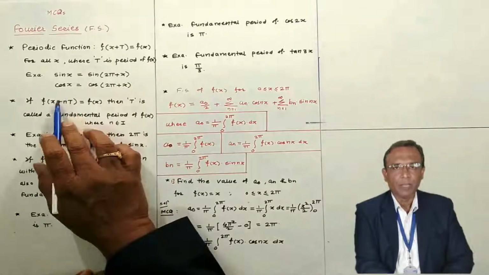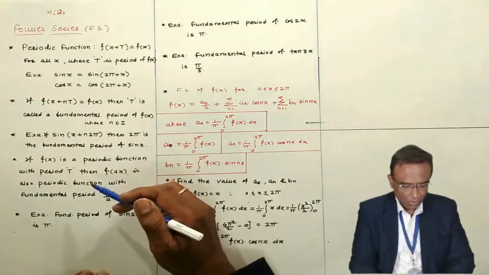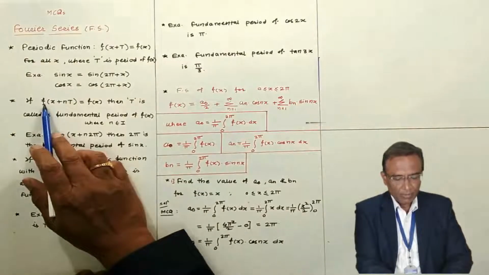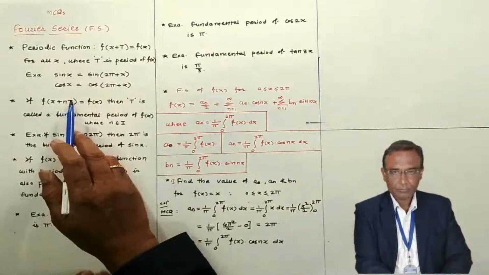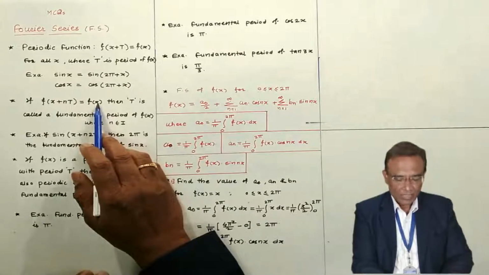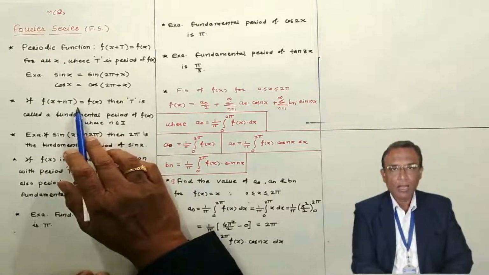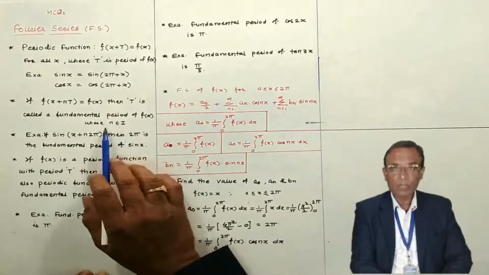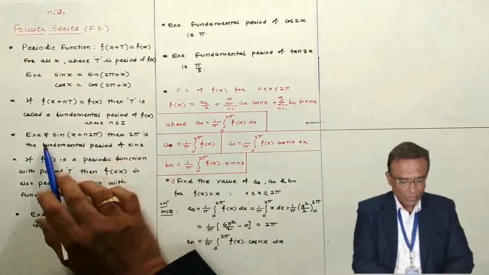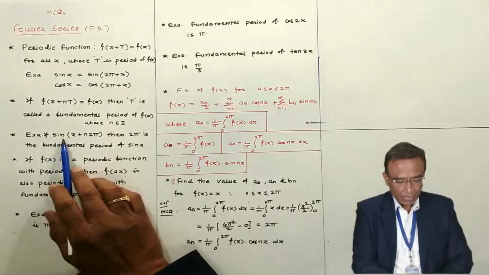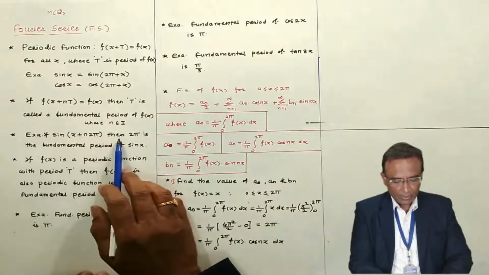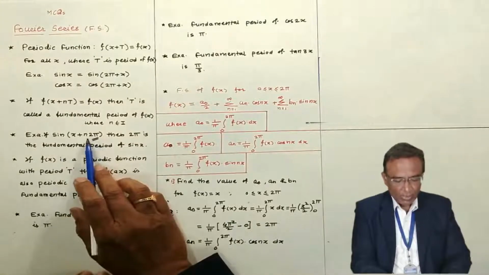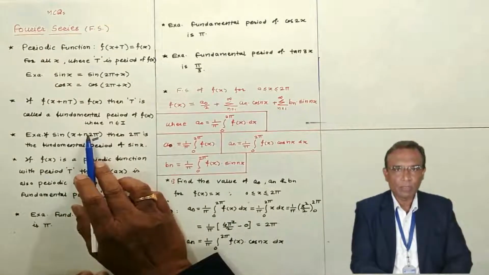There is one more concept, the fundamental period. So what is the fundamental period? If f of x plus nT is equal to f of x, that is, if x is replaced by x plus nT and the function remains the same, then T is called the fundamental period of the function f of x, where n is a positive integer. For example, sine of x plus 2n pi: 2 pi is the fundamental period of sine x, because this is valid for n equal to 1, 2, 3, 4 and so on.